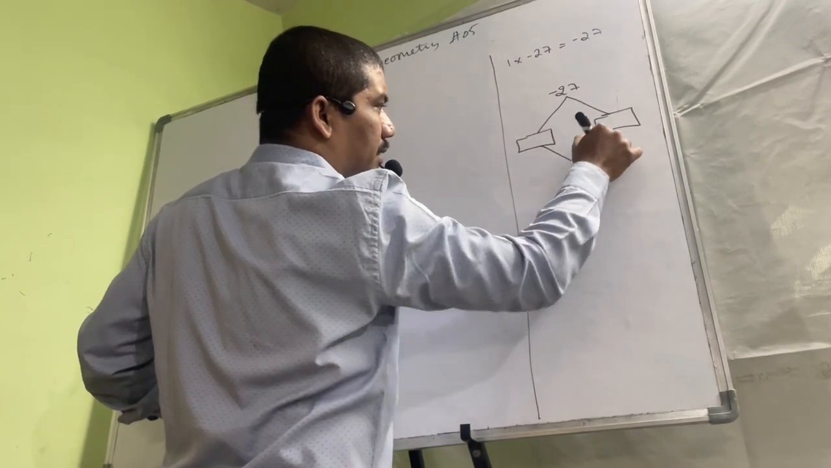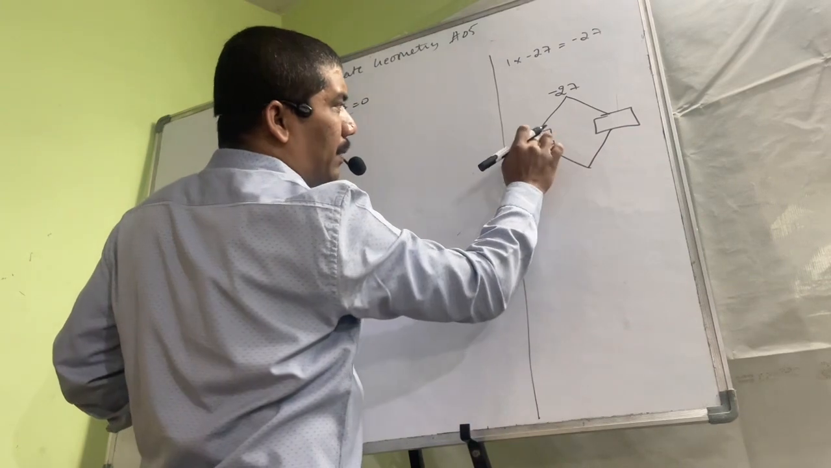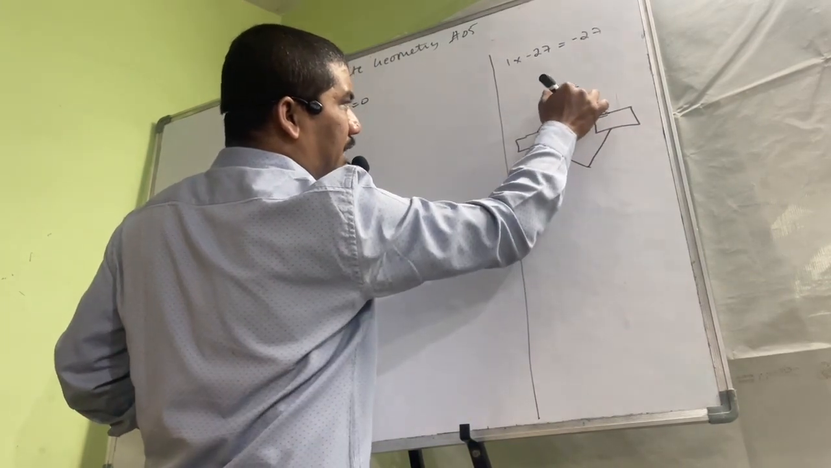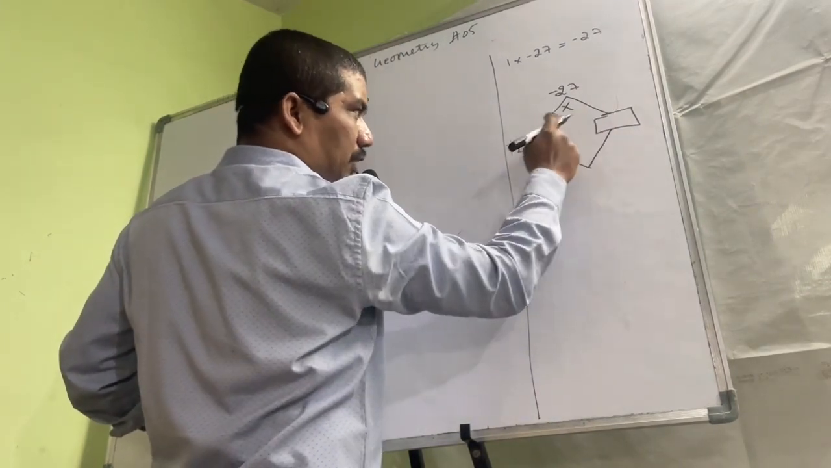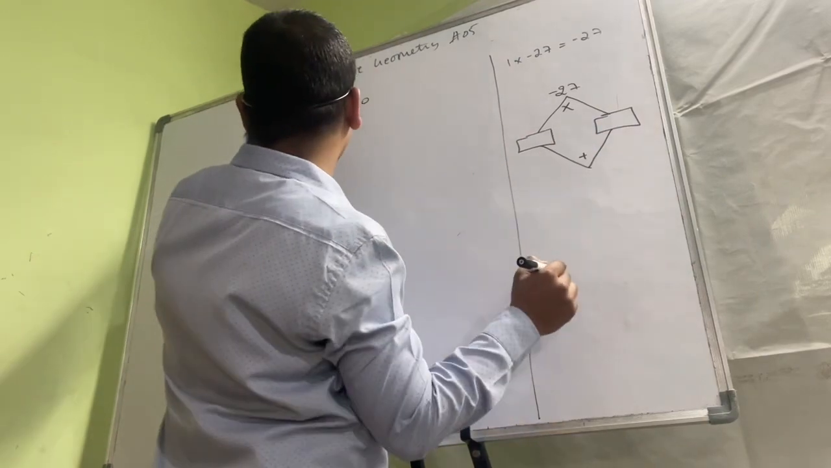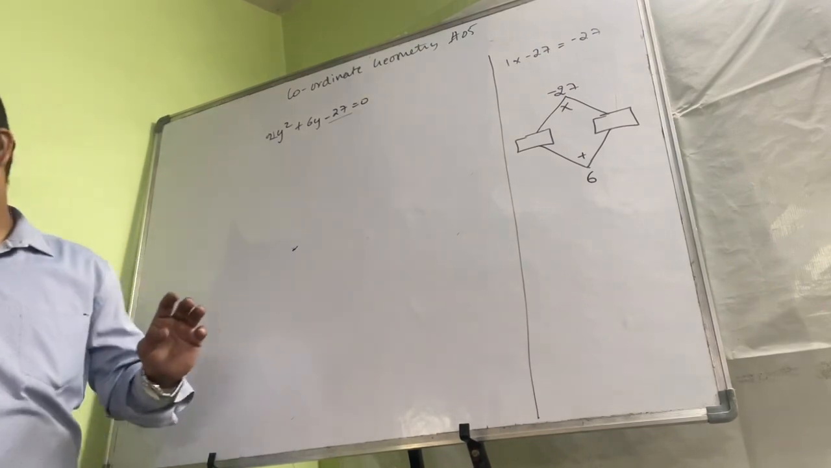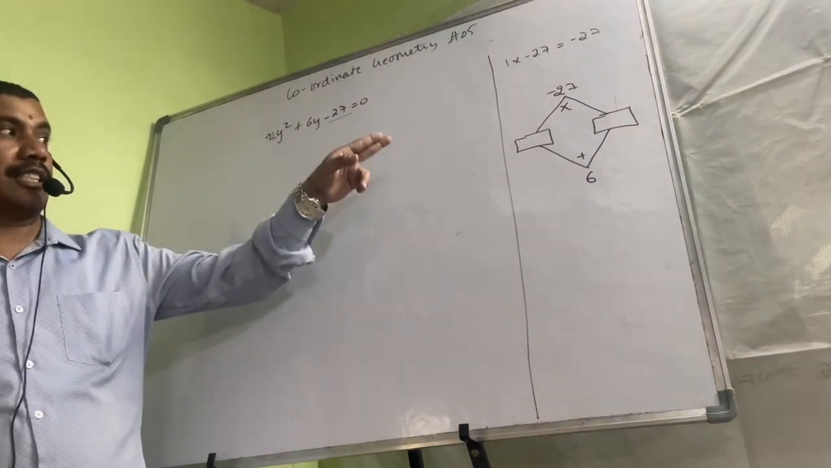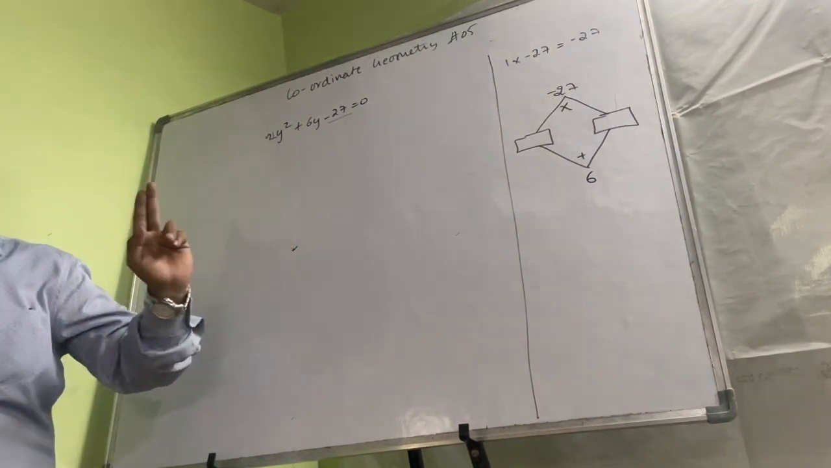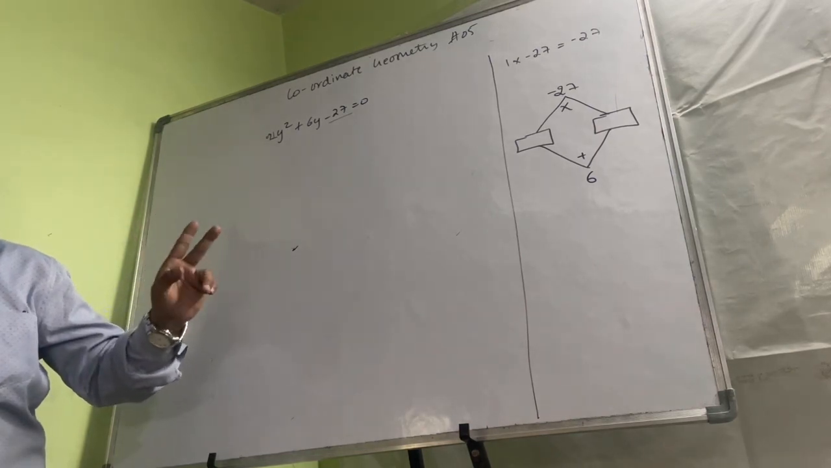Such that by multiplying these two numbers you should get minus 27. By adding these two numbers you should get the middle term coefficient. What is that? 6. Okay? By multiplying you should get minus 27. By adding you should get plus 6. Getting the idea with this point, everyone?